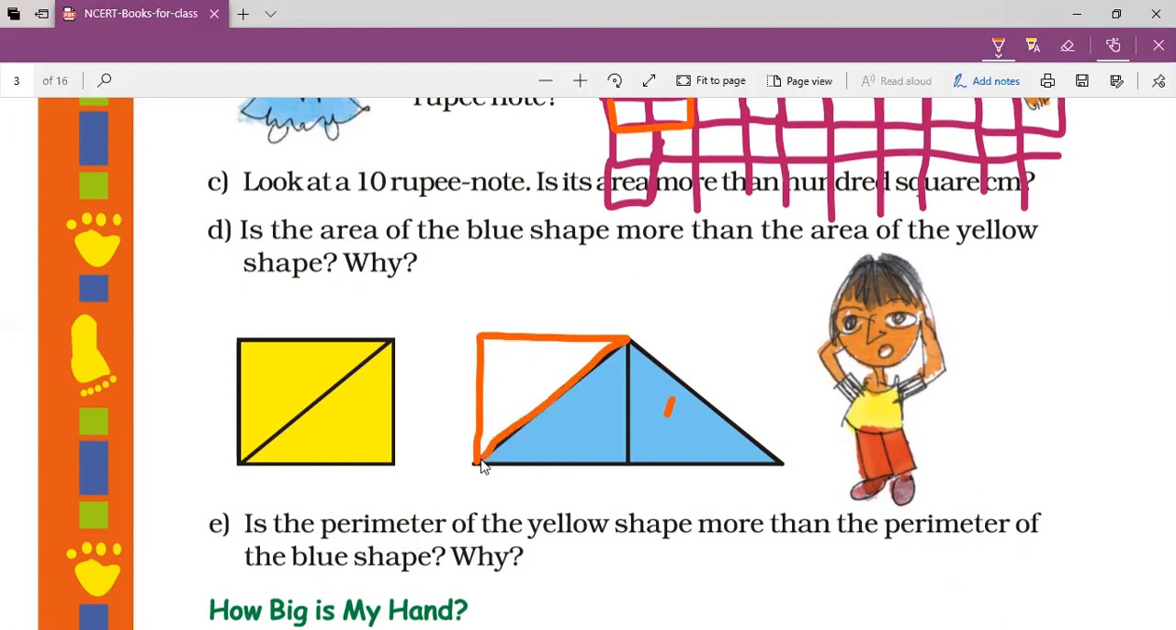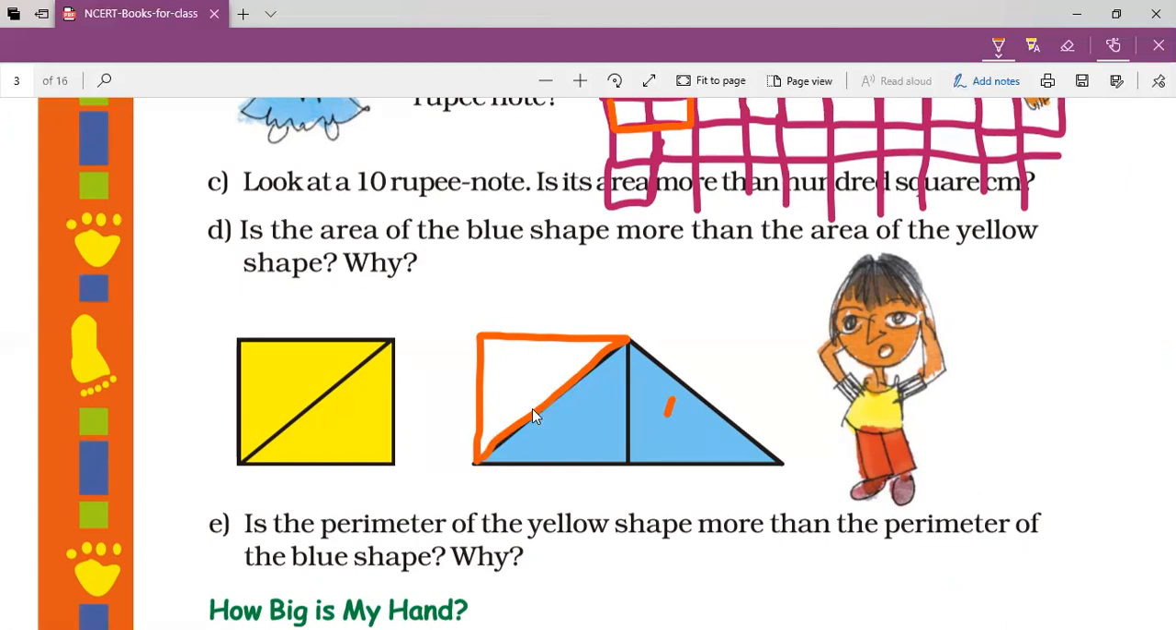Is the area of the blue shape more than the area of the yellow shape? No, it is similar. Can you see? We just lifted the side triangle and placed it on top of the lower triangle. Yes, and it forms a rectangle, a square shape.